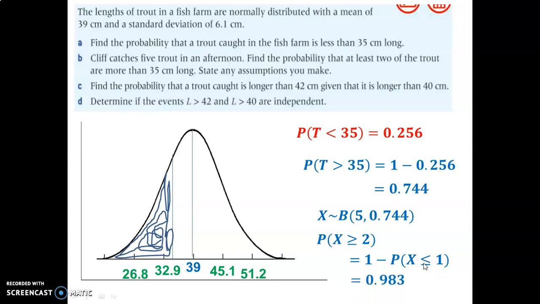And we get 0.983. Wow, 98% chance that 2 of your fish will be greater than 35 centimeters. That makes sense because there's a pretty big chance that 1 fish will be greater than 35. Therefore, just to get 2 out of 5 to be that length is very likely. Okay, so that's kind of as tough as these problems get, where you combine the normal and the binomial. So take a look at this again closely to make sure you understand exactly how that went.